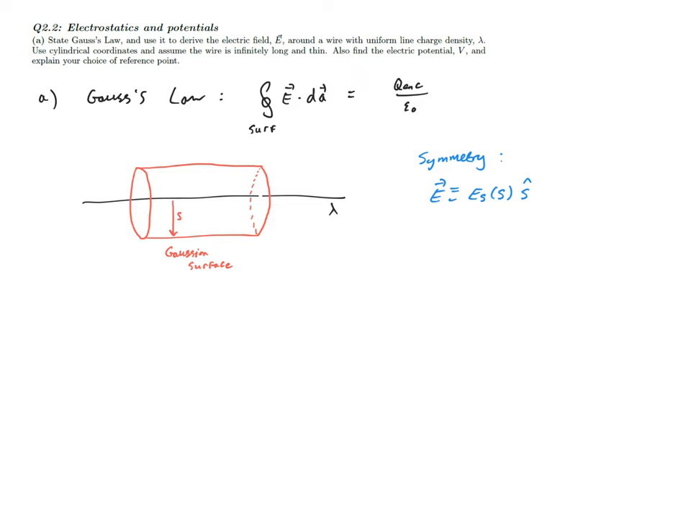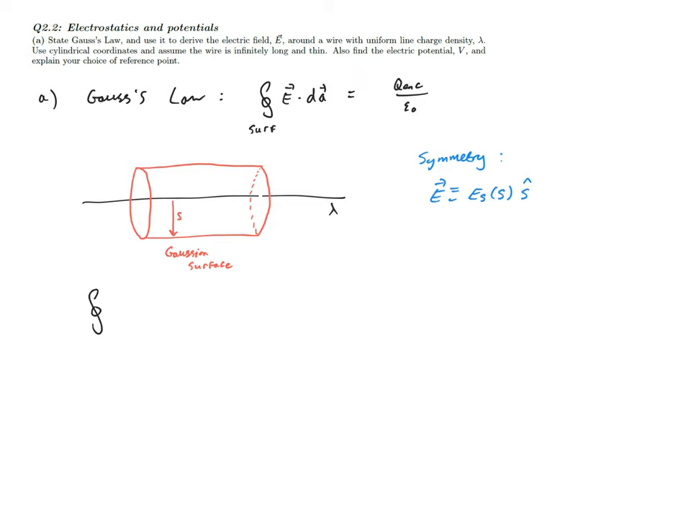Because of the translational symmetry down the wire and the rotational symmetry around the wire, we cannot have a theta or a phi dependence to the magnitude of the electric field. And indeed, it must be pointing radially outwards from the charge density, which is along the axis. So the symmetry really tells us quite a bit in this problem, and we're going to utilize that in application of Gauss's law. So let's do it.